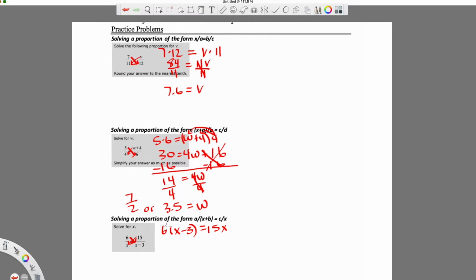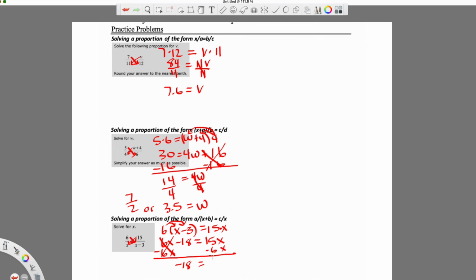So I'm going to distribute the 6. So we get 6 times x, and then 6 times negative 3, which would be negative 18, equals 15x, because that was a times there. So now I want to make sure I bring these variables together. So I'm going to subtract 6x from this side, because it's a positive 6x, and I want to take the entire piece here. I'm not doing the division yet. I'm just taking the entire term and moving it over to the other side because I want to bring the x's together. I want to get all the variables on one side. So 6x minus 6x cancels out, and I have negative 18 equals 15 minus 6.